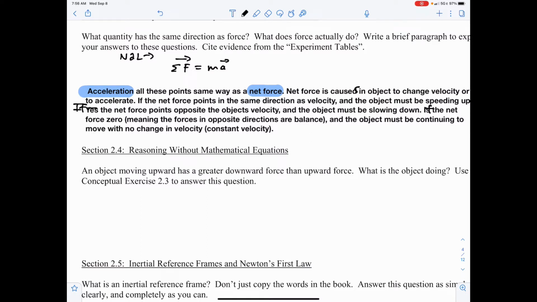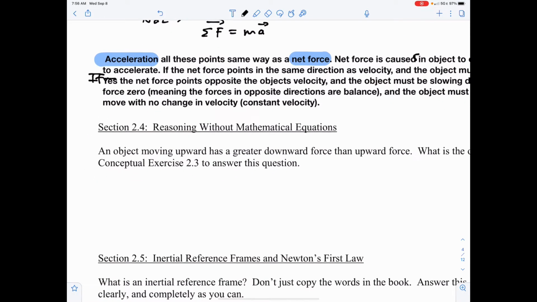Section 2.4, reasoning without mathematical equations. An object is moving upward, has a greater downward force than an upward force. What is the object doing? Use conceptual exercise 2.3 to answer this question. Okay, so let's draw a picture of this situation. So in exercise 2.3, we've got an elevator.